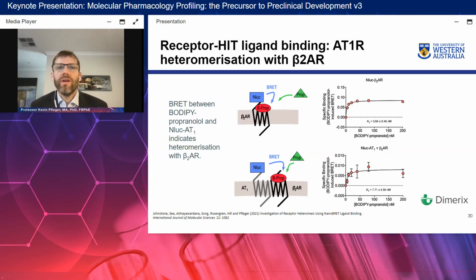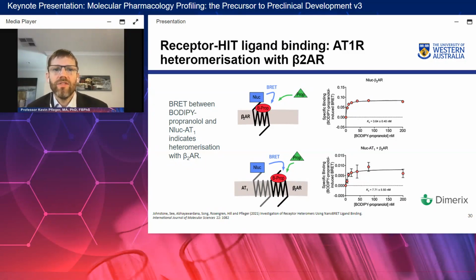This is the receptor-HIT ligand binding assay. Here we have Nluc attached to the B2 adrenergic receptor on the N-terminus. We have a BRET signal going from that Nluc to a Biodipi-labeled propranolol, and that's competed off with unlabeled propranolol. And you can see a nice saturation curve there.